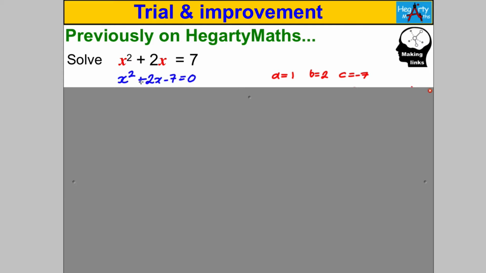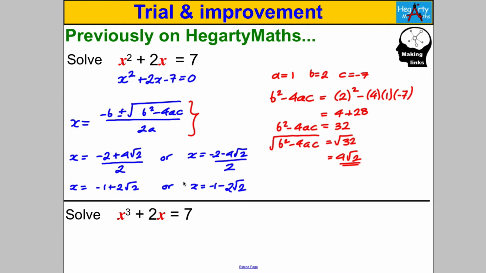So what I would do then is use the quadratic formula, where a, the number in front of x squared, is 1, b, the number in front of x, is 2, and c, the number at the end, is equal to negative 7. And you would get x is negative 1 plus 2 root 2, or x is negative 1 subtract 2 root 2.